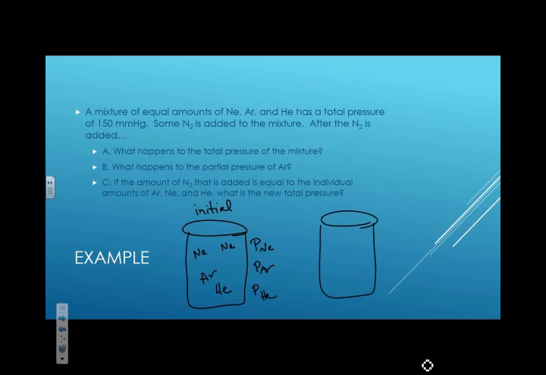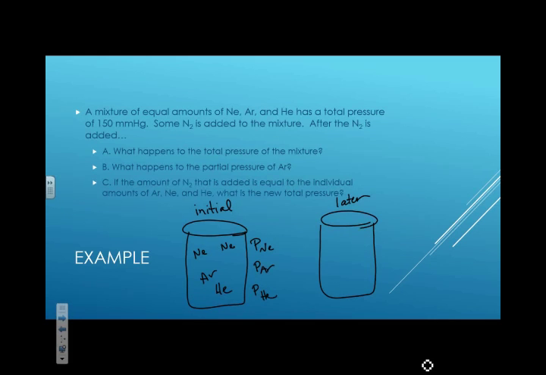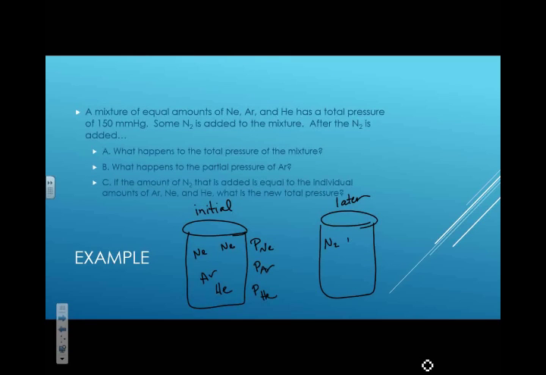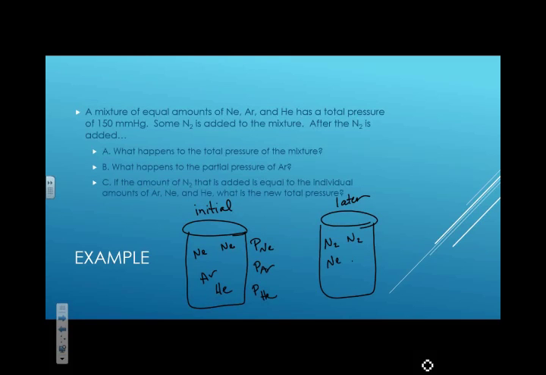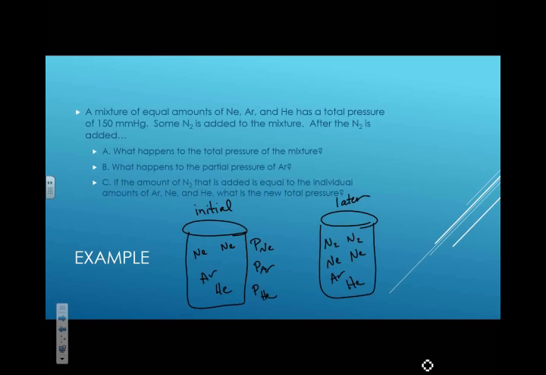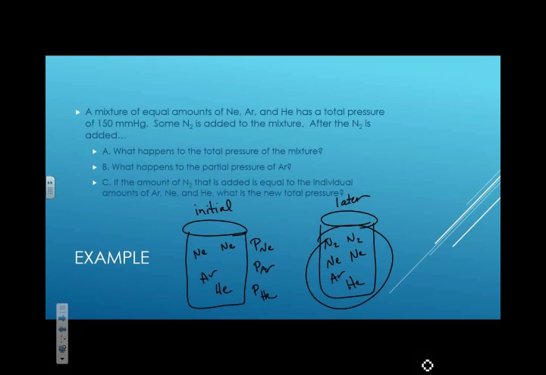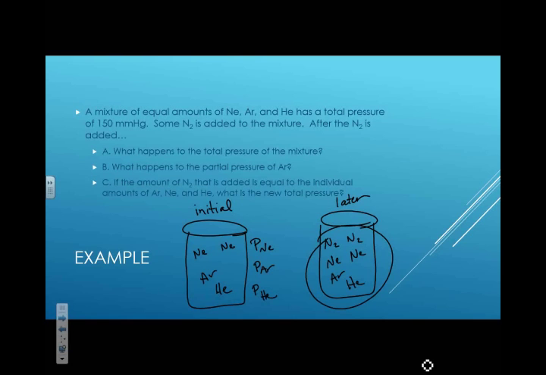And then, later on, we add some nitrogen to that container. So we mix in some N2. And I still have the same amount of neon, and I still have the same amount of helium. So now, what happens to the total pressure of the mixture after I've added the nitrogen? Well, if you think about it, I have more stuff in here, and more stuff means more collisions with the size of the container, so my pressure goes up. So my P total increases.